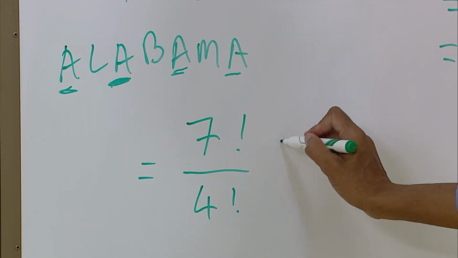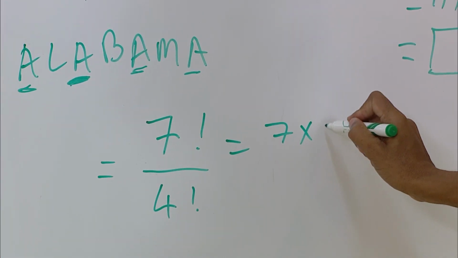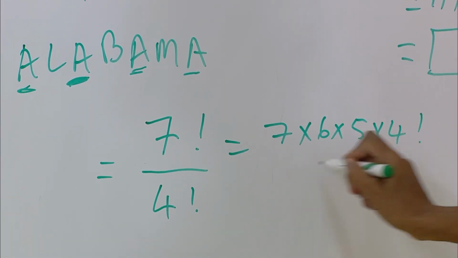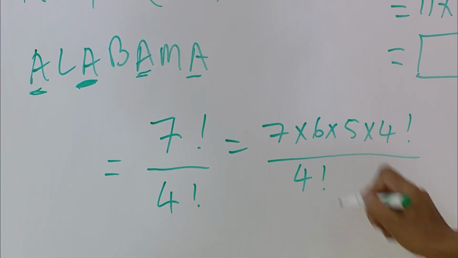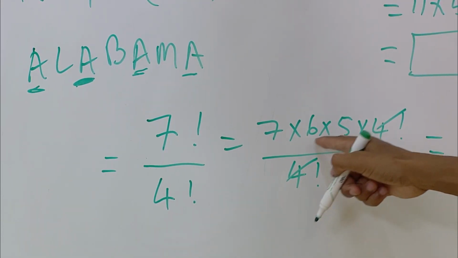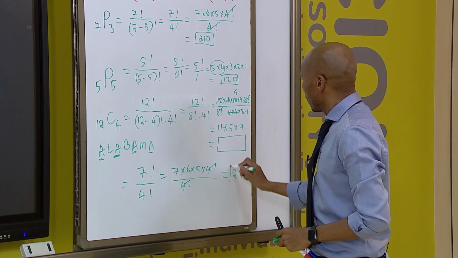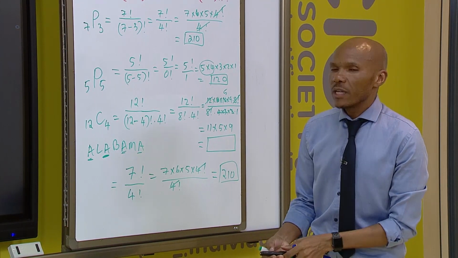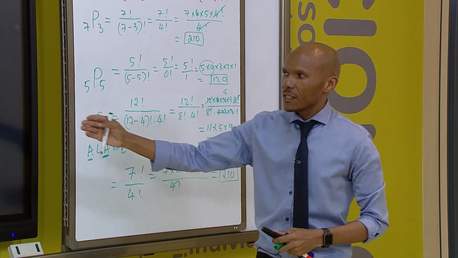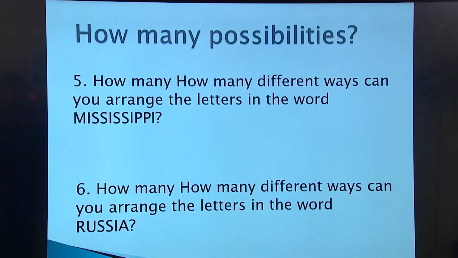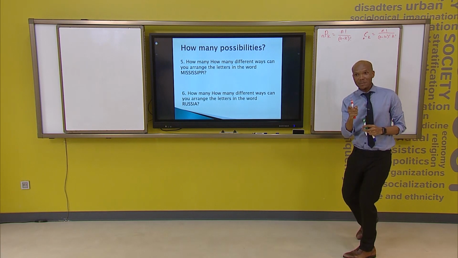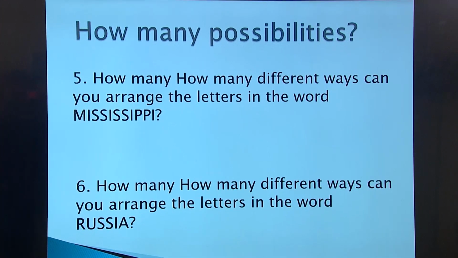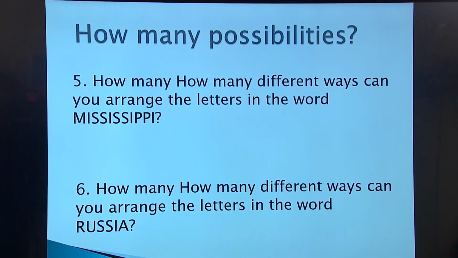Okay? So 7 times 6 times 5 times 4 factorial over 4 factorial. You cancel out, and then you'll have 30 times 7, which is 210 there. Okay? And then I want you now to do the questions that I have on the board. I'll give you just 1 minute to do the questions on the board. I'm counting. Okay, now time is up. All right, let's look at it. This question 5 has Mississippi.